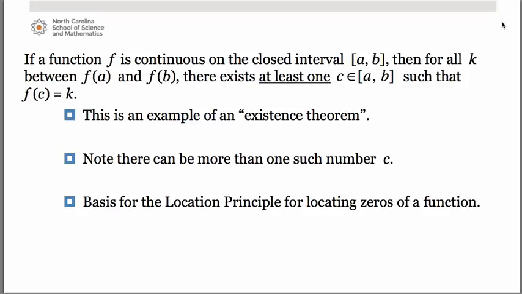This is an example of an existence theorem, meaning that it simply tells us something exists. It does not really tell us how to go about finding what we want to find. Notice that there can be more than one such number c. It is not unique. This is also the basis for the location principle, which you probably learned about in Algebra 2 or pre-calculus, for locating zeros of a function. It's actually how your graphing calculator calculates the zeros of a function. So let's look at this graphically.